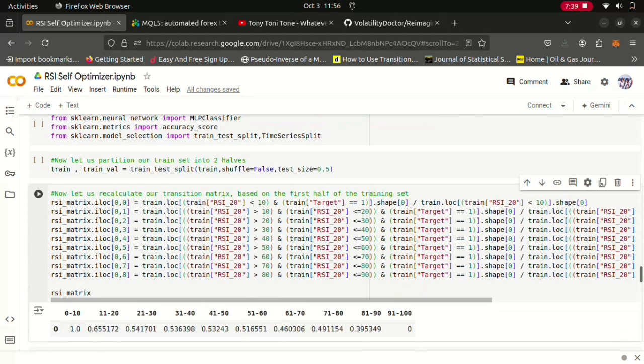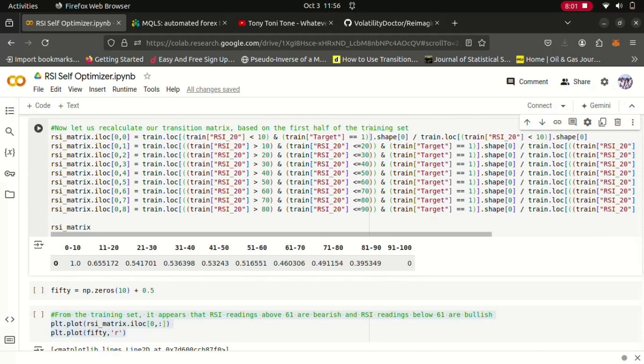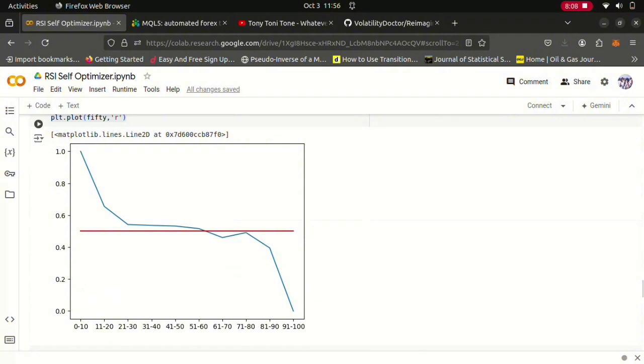So what I did was I took the training set and partitioned it into two halves yet again, the train and the validation train. Then we recalculated our transition matrix using the first half of the training set. After performing that, this is the distribution we observed. I plotted this distribution, and it kind of looks like a sigmoid graph, and that's the 50% level.